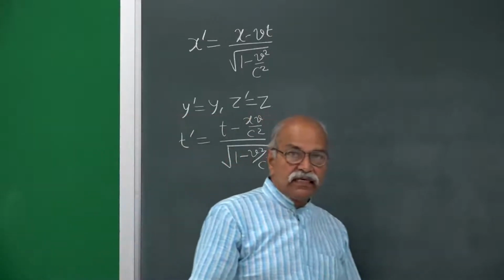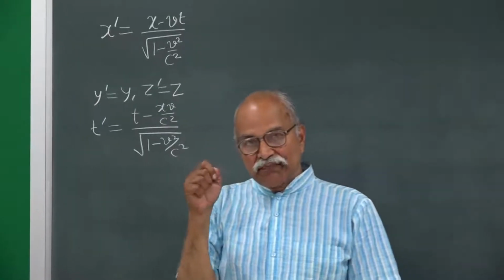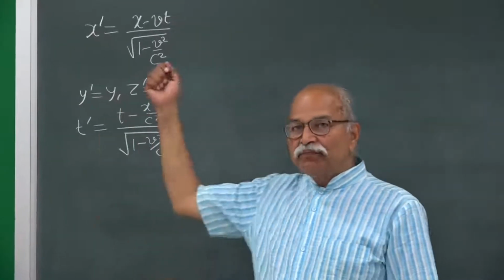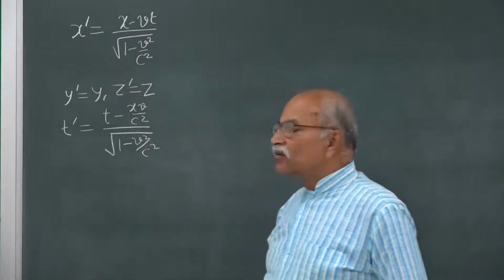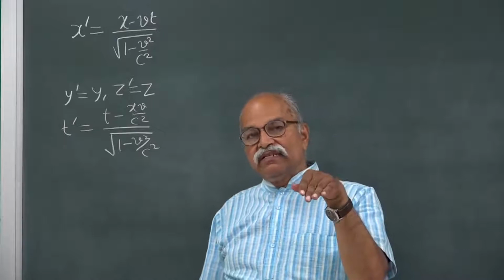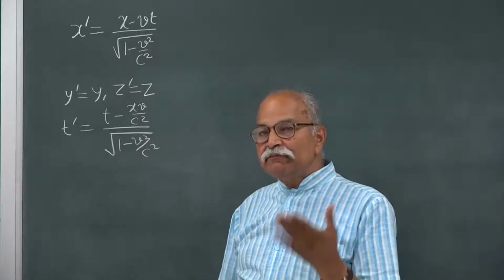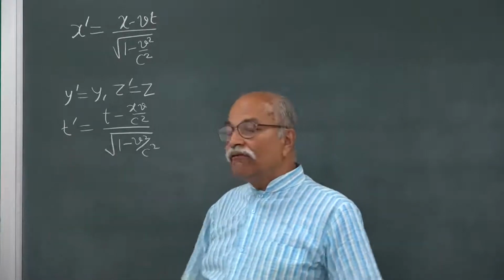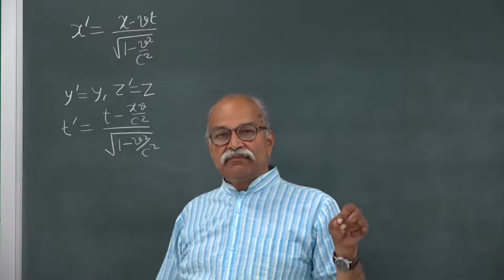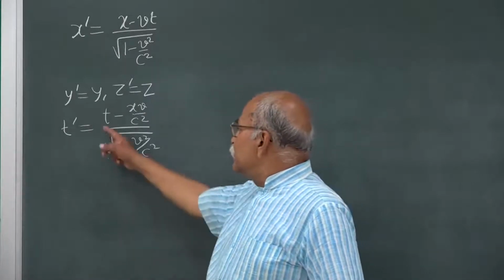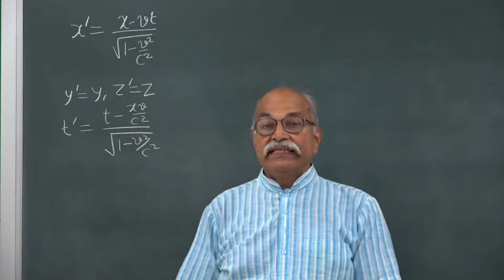Primed coordinates are coordinates of an event in S prime frame, and unprimed quantities here x, y, z, they are coordinates of that same event as seen from S frame. Similarly, t prime is the time of that event as seen from the clocks of frame S prime, and t is the time of that same event as seen from S.